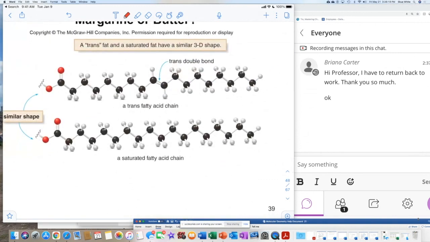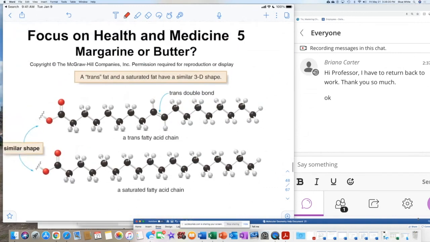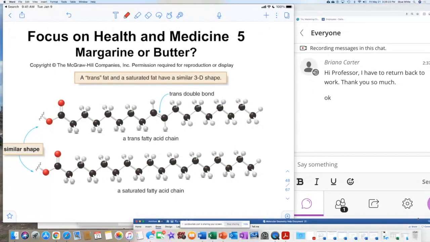So we are back here. So here's where they're making that point, right? Why is trans fat bad? Margarine or butter? Okay. Y'all know the correct answer, right?